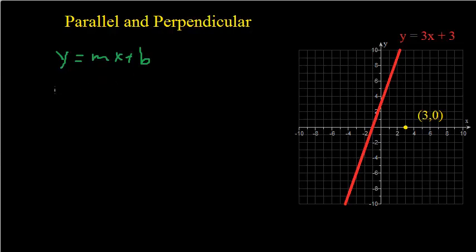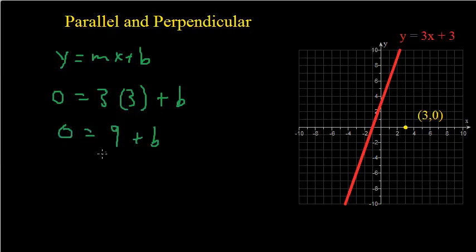So here I have y, which is 0, equals 3 times 3 plus b. So I have 0 equals 9 plus b. Subtract 9 from both sides, and I have -9 equals b. So my equation then is y equals 3x minus 9.